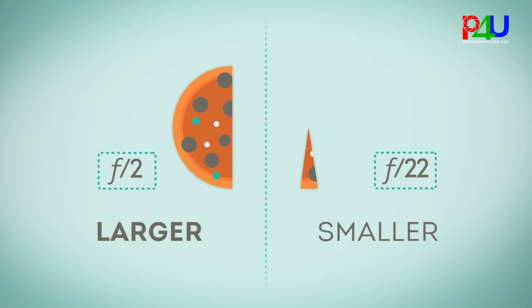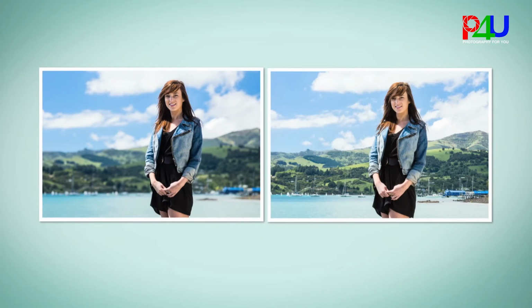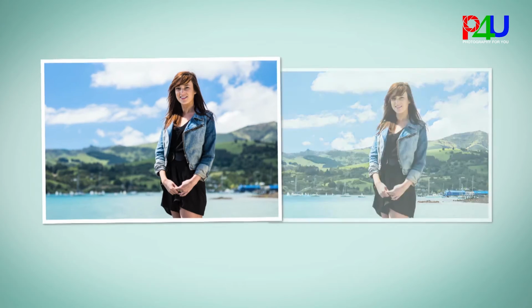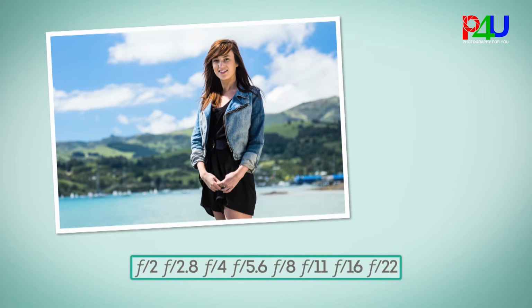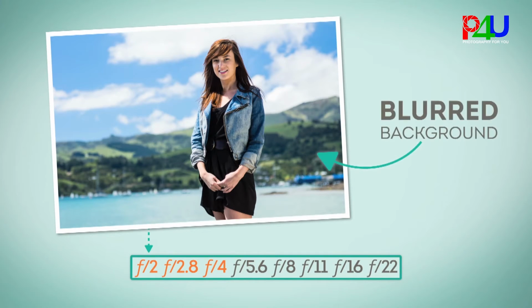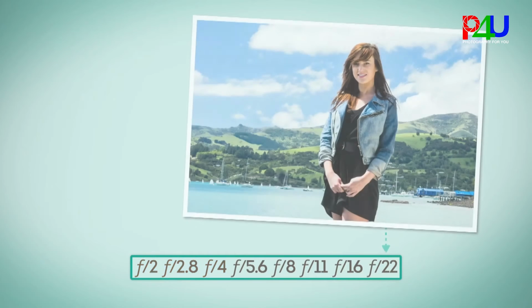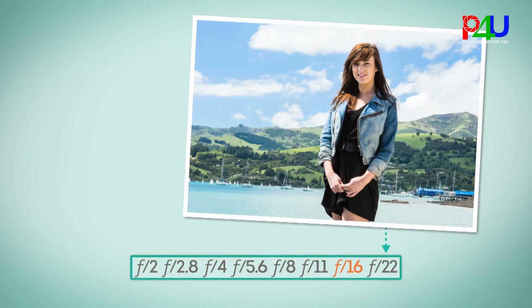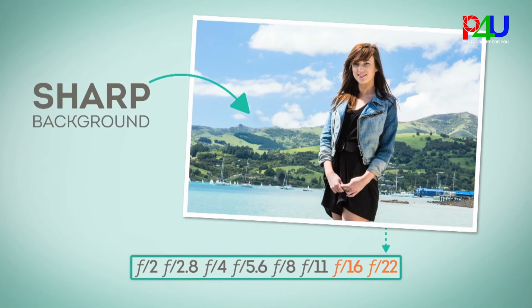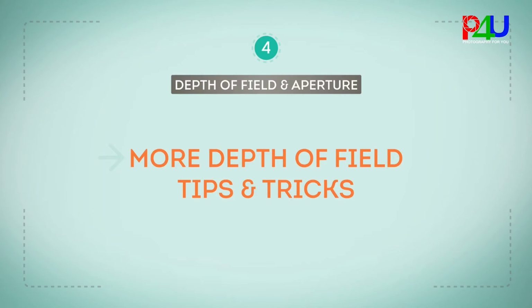It's that easy. Using different aperture settings will have a dramatic effect on your photos. Big apertures, such as f2, f2.8, or f4, will create a shallow depth of field with a blurred background. While small apertures, like f16 or f22, create a deep depth of field with a sharp background. We have a couple of other tricks up our sleeve to help control depth of field.